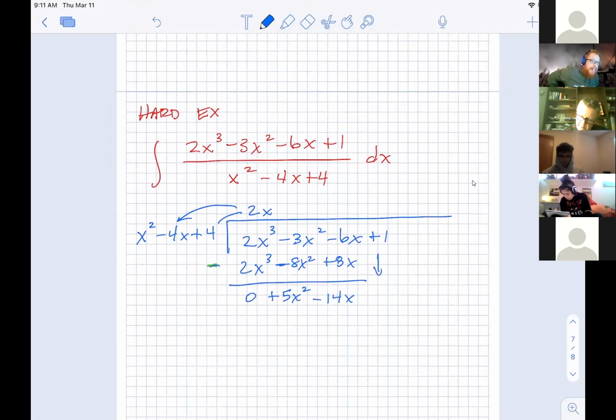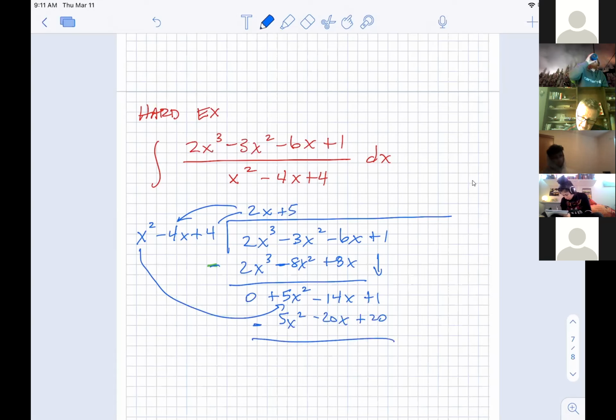And then I bring down that next term and I just start over. x squared times what gives me 5x squared? 5. But then I have to keep going and multiply everything out. So 5 times x squared is 5x squared. 5 times negative 4x is negative 20x. And 5 times 4 is 20. And again, I am subtracting those. So the x squareds are gone. Negative 14x minus a negative 20x is negative 14x plus 20x, which is 6x. And then 1 minus 20 is negative 19.